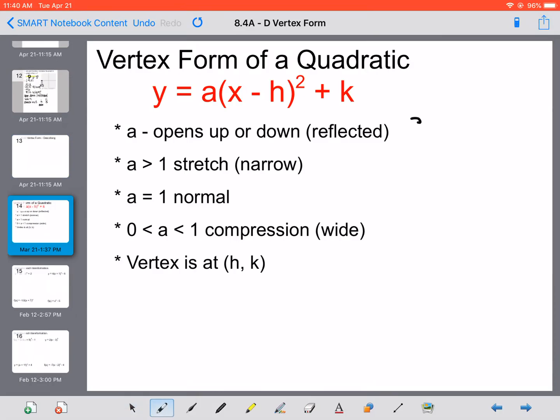let's just add to that. If A is negative, then that means that it's opening down. If A is positive, then that means it's opening up. So that's what we have to pay attention to there.